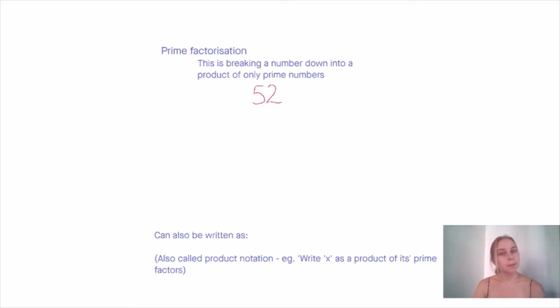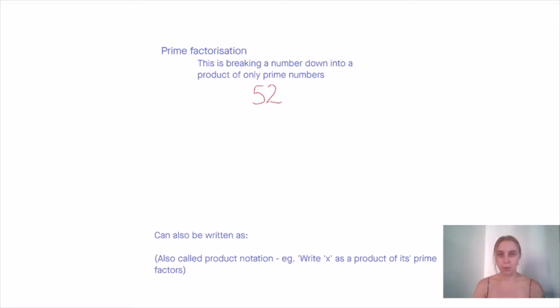Next, we can look at prime factorisation. That might not be a term that you've heard before, but what it means is breaking a number down into a product of only prime numbers. So I don't just mean one number times one number, it'll be all of the prime numbers that you can multiply together to get that answer. And there's a pretty straightforward method of doing this.